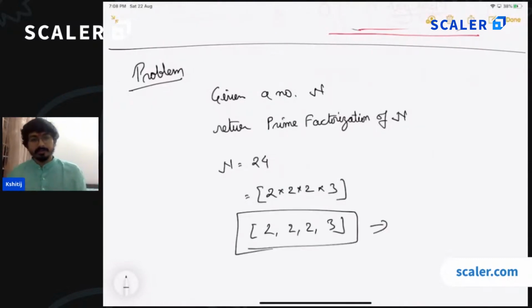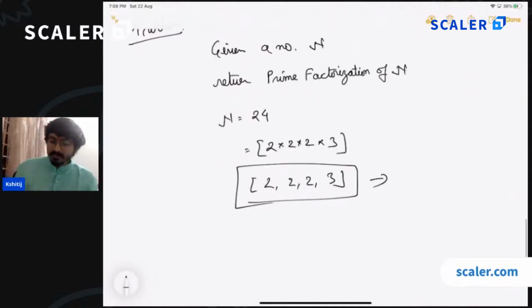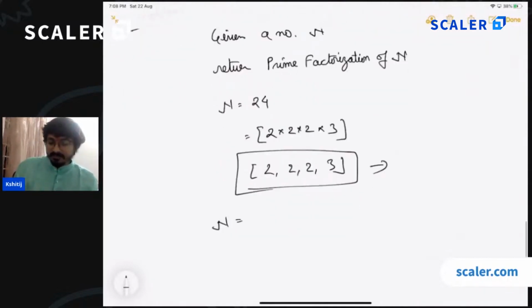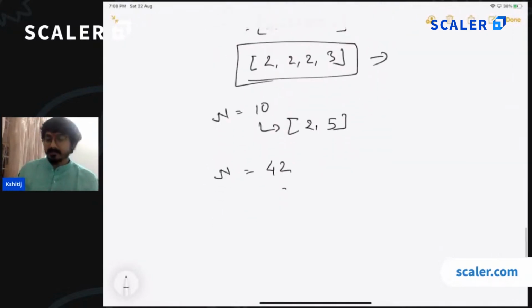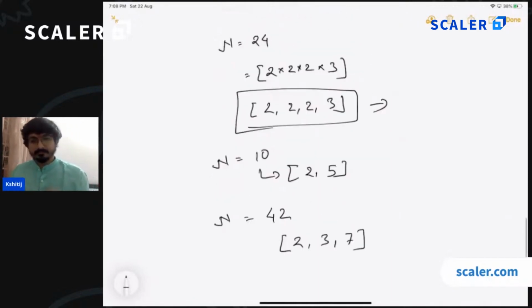Is the problem clear to everyone? If the value of n, let's say, is 10, you will be returning 2 into 5. If the value of n, let's say, is 42, then what will be the answer? We have 2, 3 and 7. Is the problem clear to everyone?